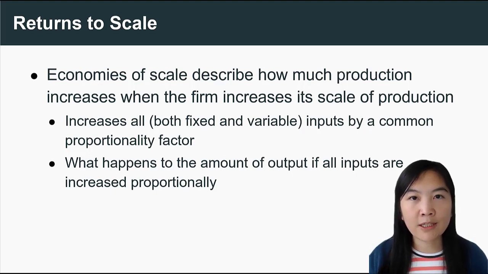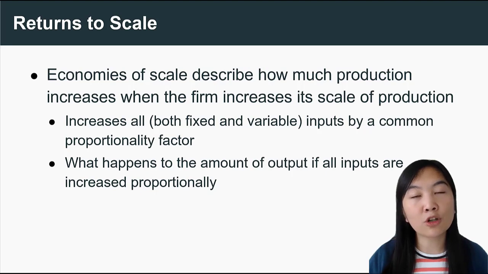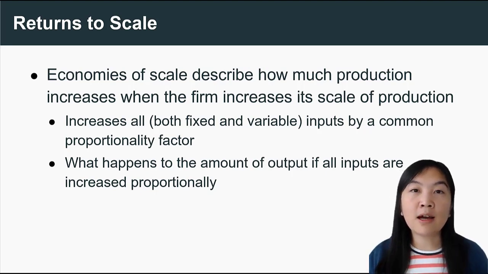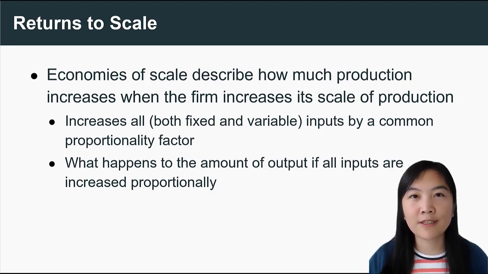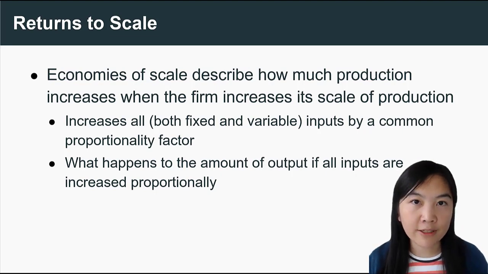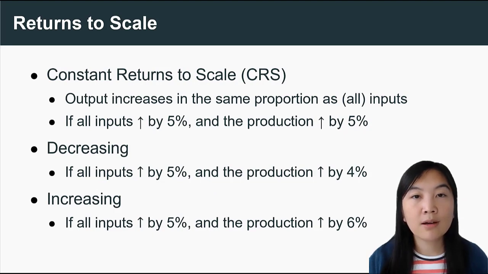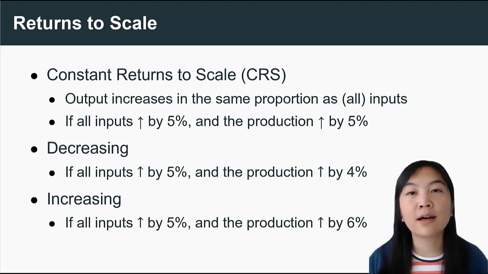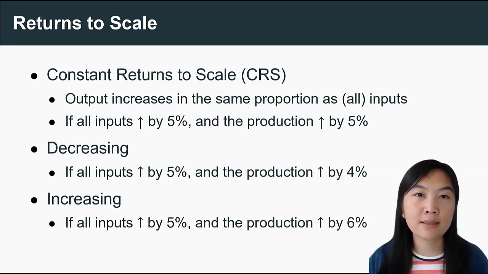Economies of scale describes how much production increases, where the production here is Y, when the firm or the producer increases its scale of production. What is a scale of production? It means the producer increases all inputs by a proportion. For example, if there are only two inputs that the firm uses, N and P, that means if the firm increases P twice and also N twice, what is the change in the output Y? Basically, what happens to the amount of output if all inputs are increased proportionally. There are three returns to scale: constant returns to scale, decreasing returns to scale, and increasing returns to scale: CRS, DRS, and IRS.